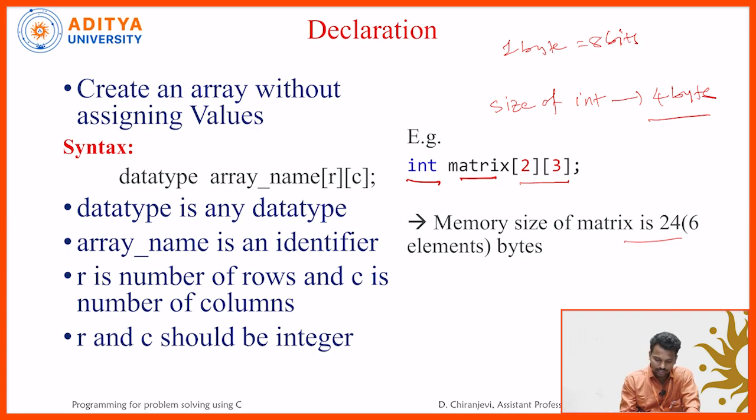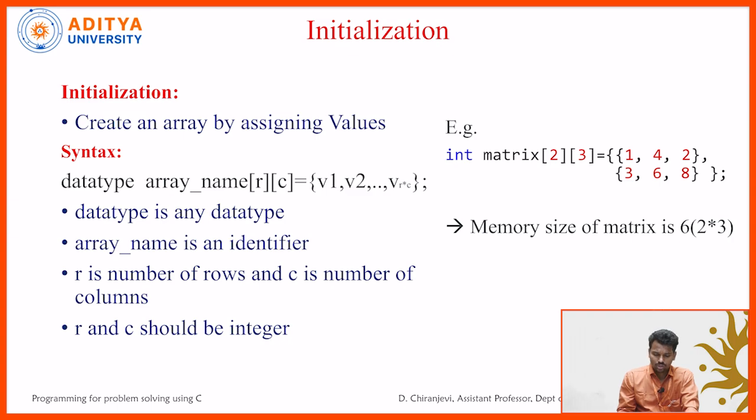You all know that int is the data type and matrix is the array name, which must follow identifier rules, and this is the row size, this is the column size. 2 is the row size, 3 is the column size. This is the simple declaration syntax. Now initialization: you can directly initialize the values or you can also specify them row wise. If you look at the initialization syntax, the data type is specified, array name, row size, column size, then the number of elements provided is R cross C, up to the last element.